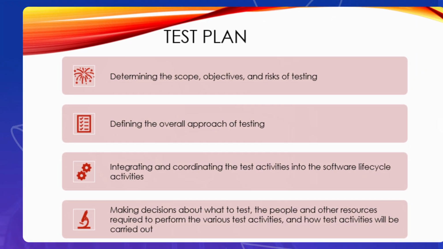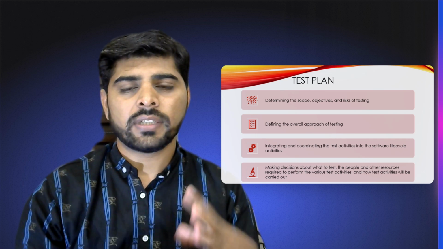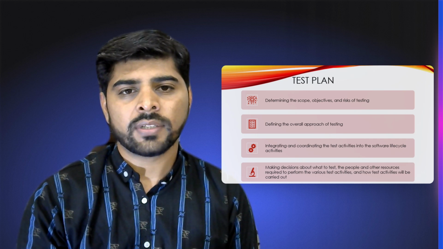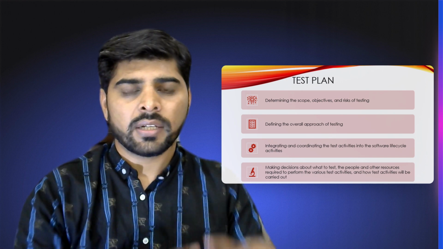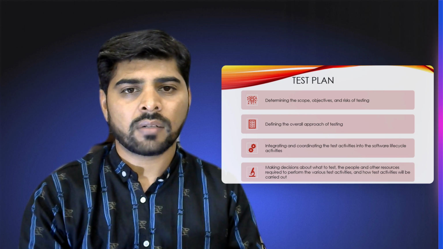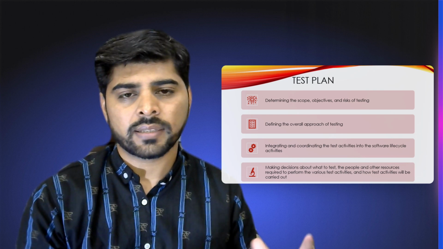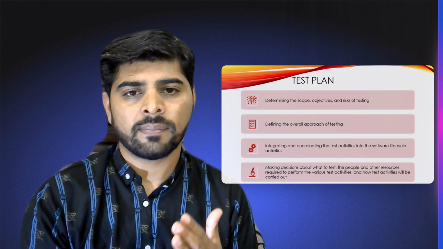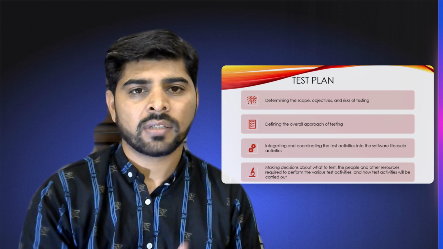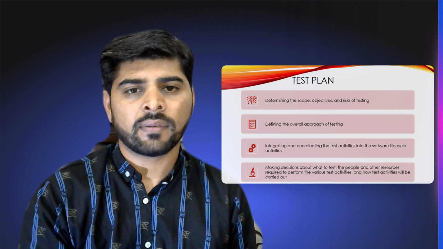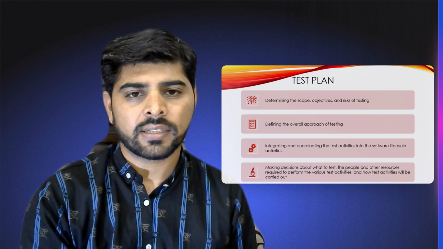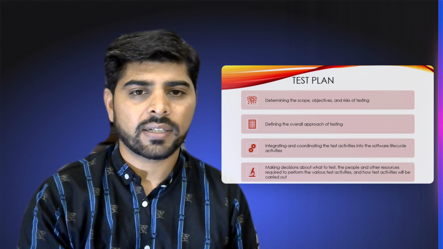So now let's discuss the test plan. The test plan is a document which states the scope, objective, and risk of testing. In the test plan, all the things are listed. For example, in an automation test plan, we list what tool we are going to use, what resources will be involved, when we will start, what the entry criteria will be, and what the exit criteria will be.